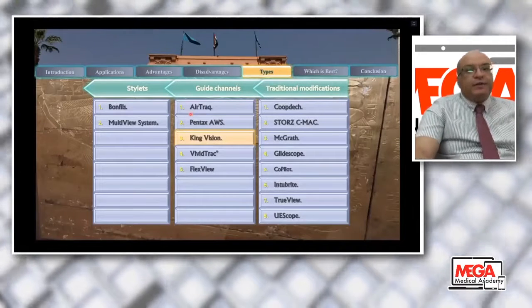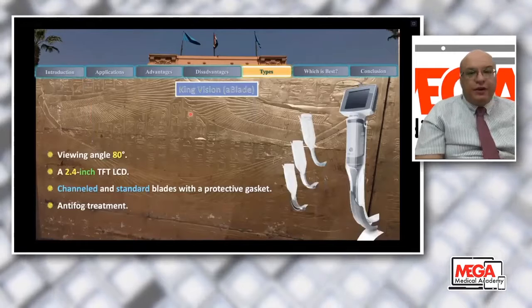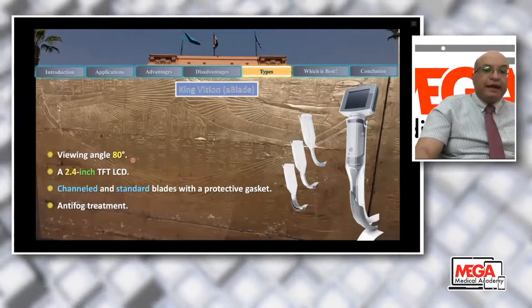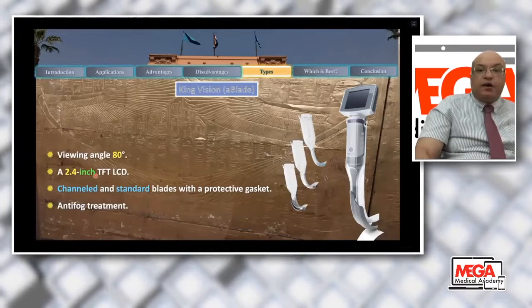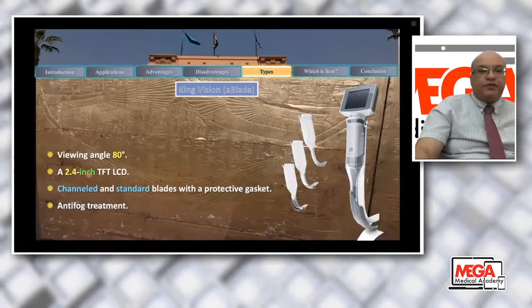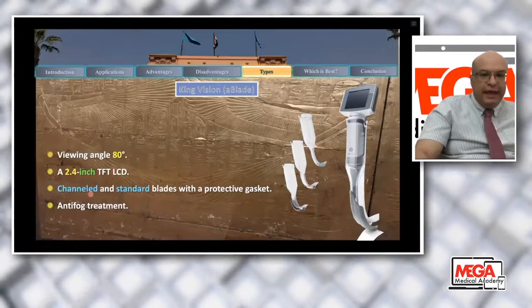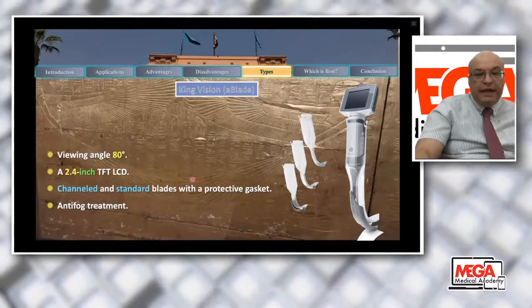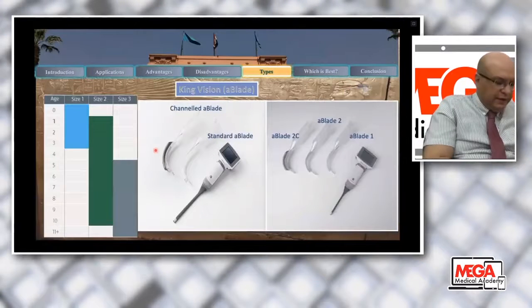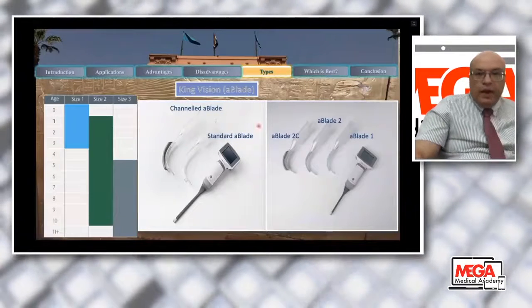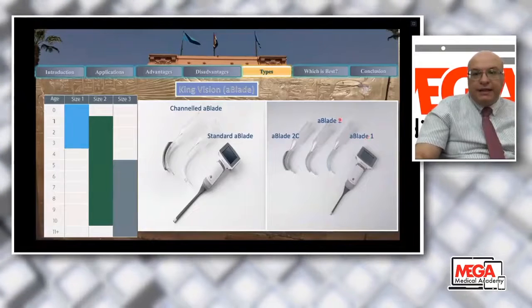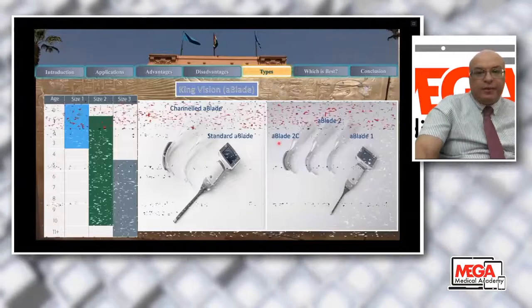King Vision is another channeled video laryngoscope, available for pediatrics with also a viewing angle of 80 degrees like Pentax. Also, we have a display screen of 2.5 inch LCD. They have both non-channeled standard and channeled blades with an anti-fog treatment mechanism. You can see we have size A, non-channeled, and size 2, channeled and non-channeled, for pediatrics.